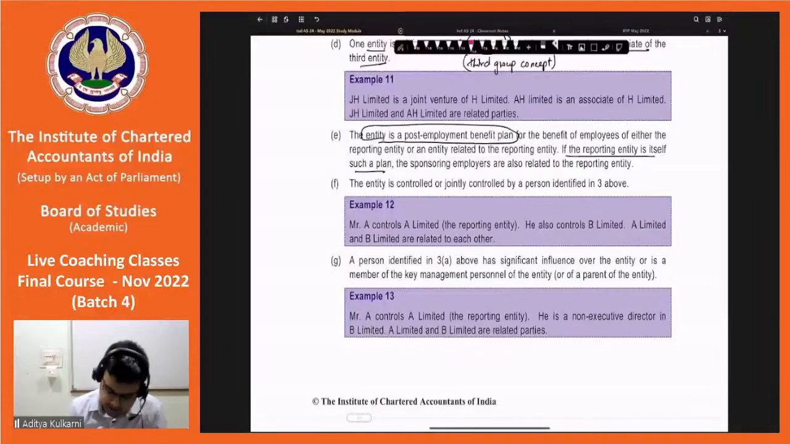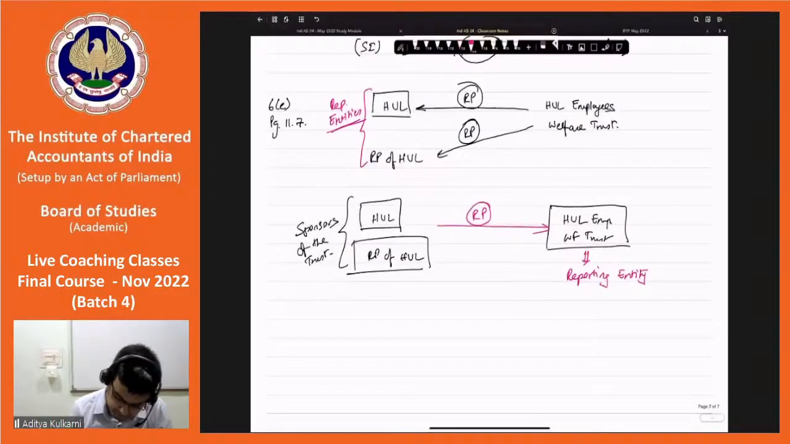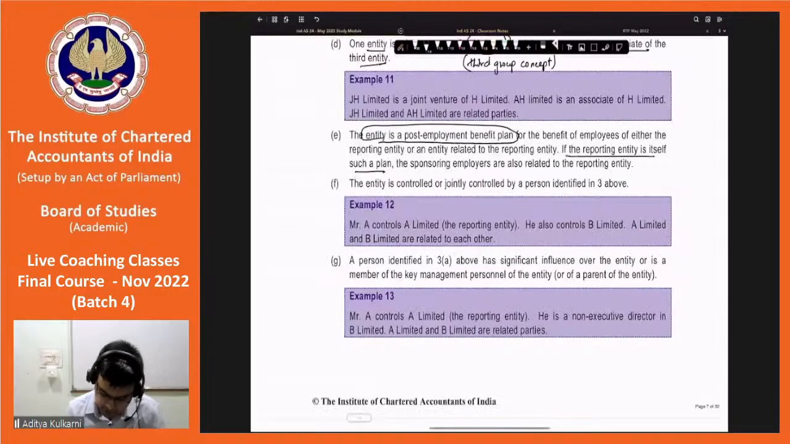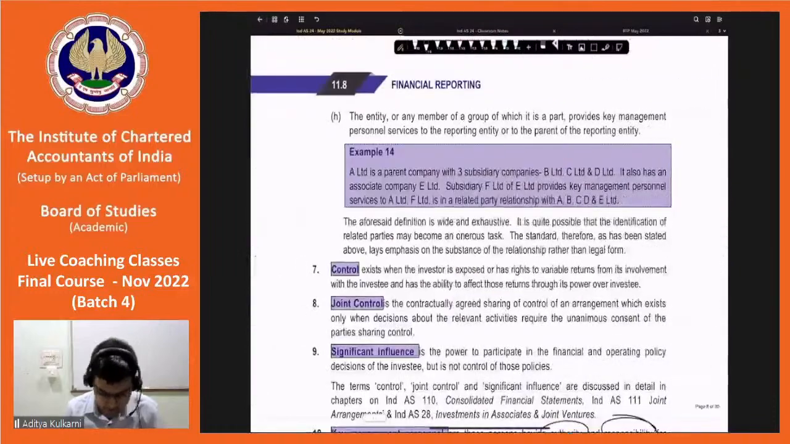We have discussed 6E. Now we move on to 6F. 6F and 6G I'll do together. Okay, page 11.7.